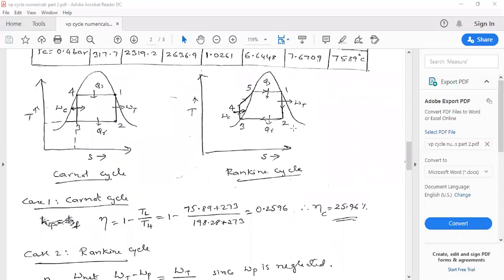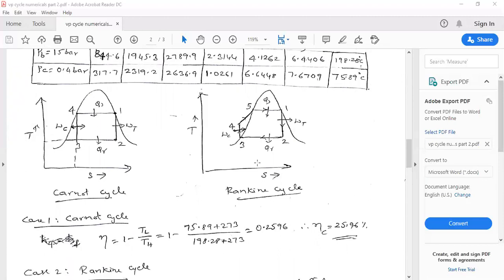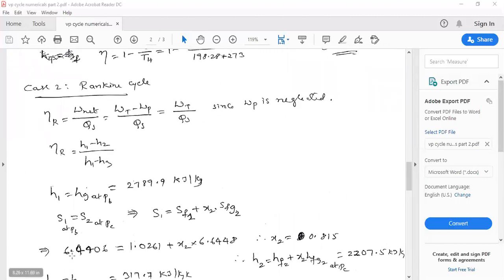Now again, as I said in the previous case, 1 to 2 is isentropic expansion, and since 2 is at the wet steam, the value of dryness fraction is not known. We have to use the condition S1 is equal to S2. How do you get S1? S1 is directly obtained from the table, since it is on the dry saturated line, the Sg value. So S1 will be equal to 6.4406. Take the value of S1, 6.4406, that should be equal to S2.